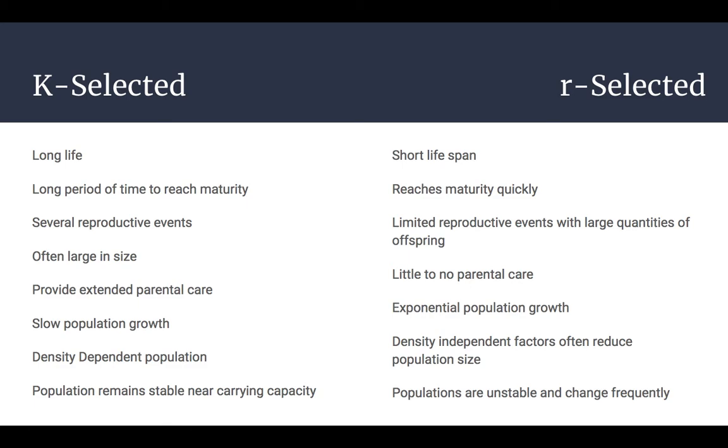Your R-selected species are pretty much the opposite. They often do not live for very long. They reach maturity quickly, meaning they are often not very old by the time they are able to produce offspring. Because they have short lives, the number of times that they give birth in their life is likely not that many. Or in the case of an asexual organism, the number of times that they reproduce asexually.